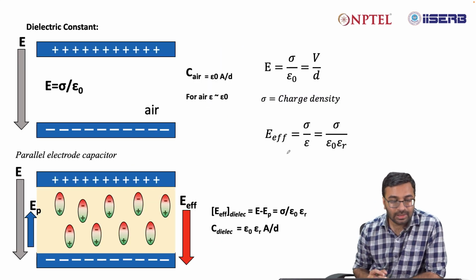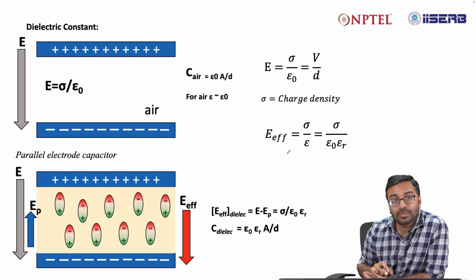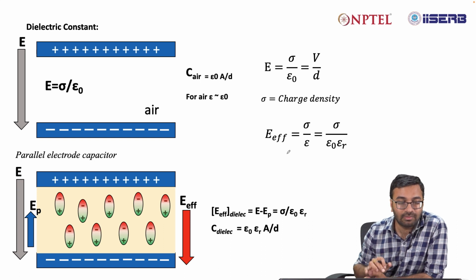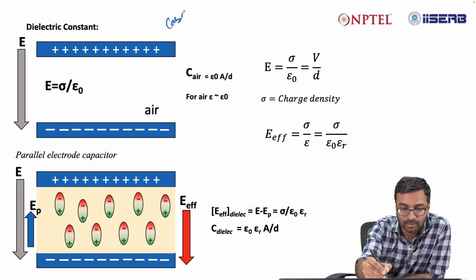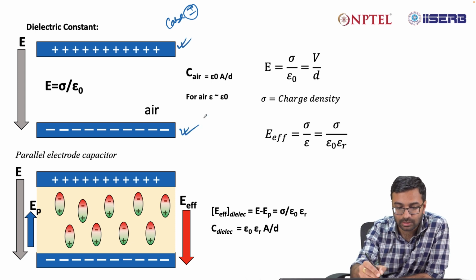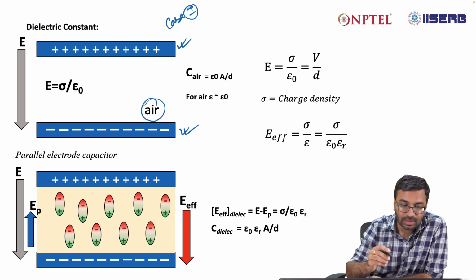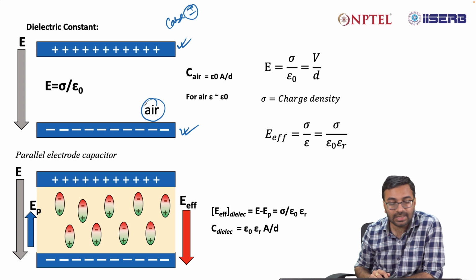Then let us see what is the effect of dielectric constant. In order to understand this, we have taken a case 1, where we have a top electrode, a bottom electrode, and the dielectric in between the electrodes is air. So, we have taken air as a dielectric.